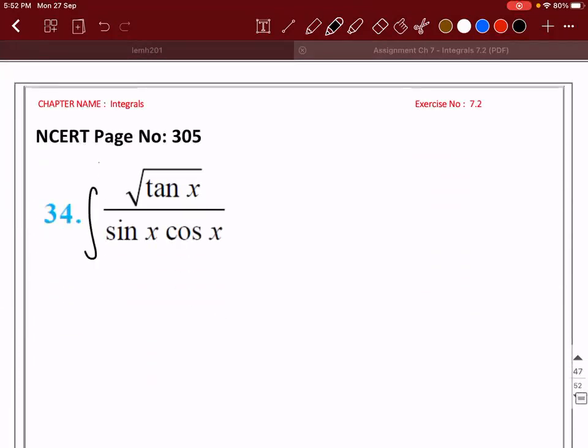How to do this problem? Root of tan x divided by sin x into cos x. Slightly tricky one. Should we write tan x as sin x by cos x first, sir? But here tan x is within the square root. Now, why do you want to disturb it?